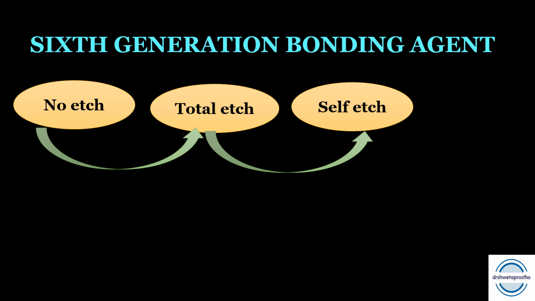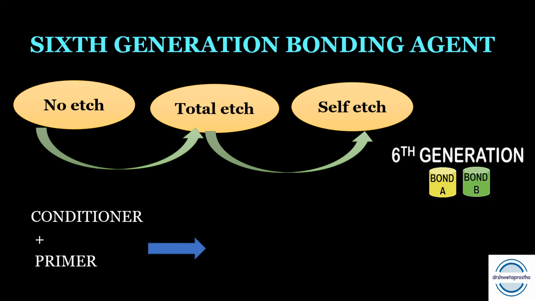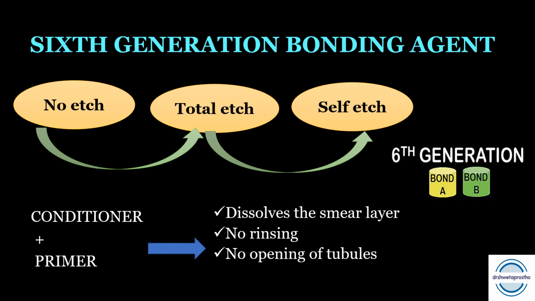What is the self-etching? These are the self-etching primers. That means we have combined the conditioner and the primer in one bottle, followed by the adhesive resin. Okay, what does this combination do actually? It dissolves the smear layer. There is no etching or rinsing required. Then there is no opening of the dentinal tubules, which reduces the post-operative sensitivity. But this has reduced the bond strength as compared to the fourth and the fifth generation, though it has simplified the technique.